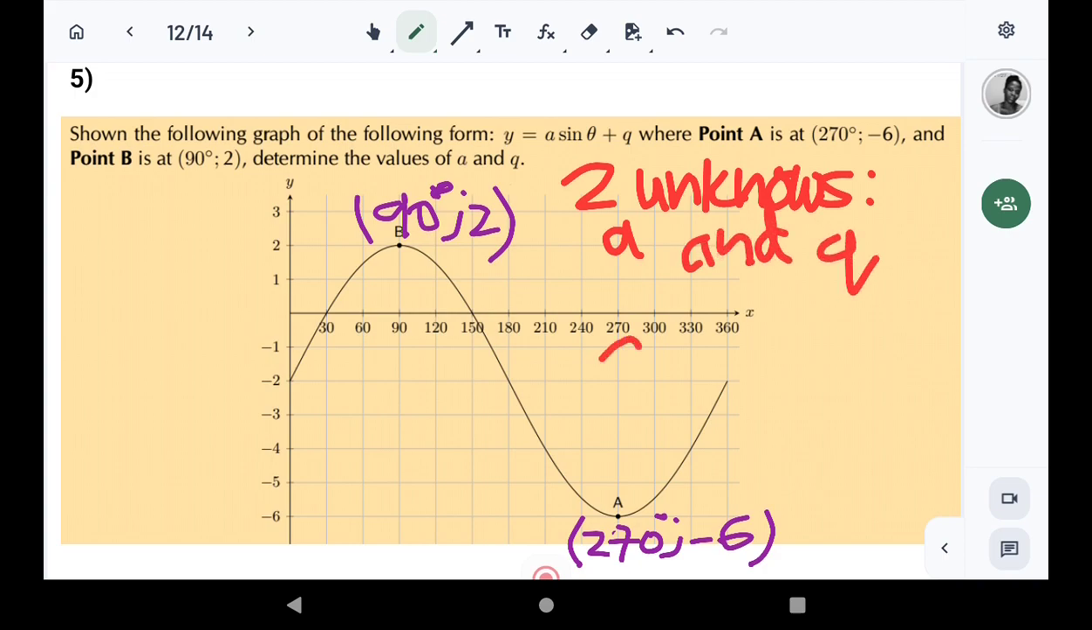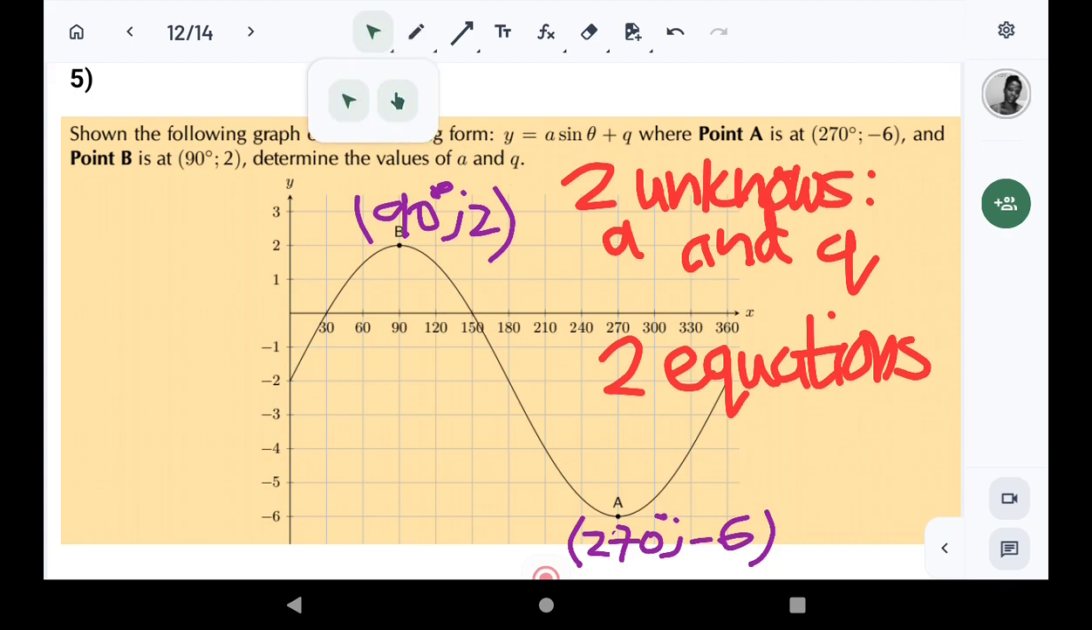So we will need two equations to solve this. And we've got all the information we need to form those equations. We've got your general form, which is y equals A sine theta plus q. Obviously, we're going to use the method of solving simultaneous equations.